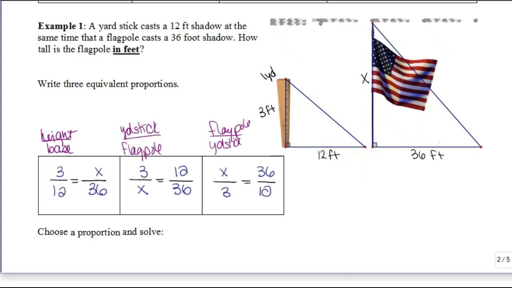So these are just 3 different proportions that we could write in order to get to the correct answer. All 3 of these are legal. So pick a proportion and solve.